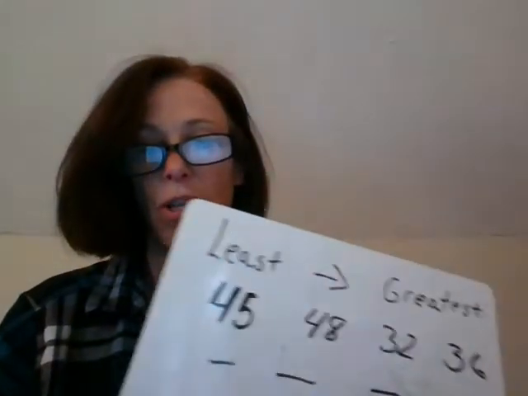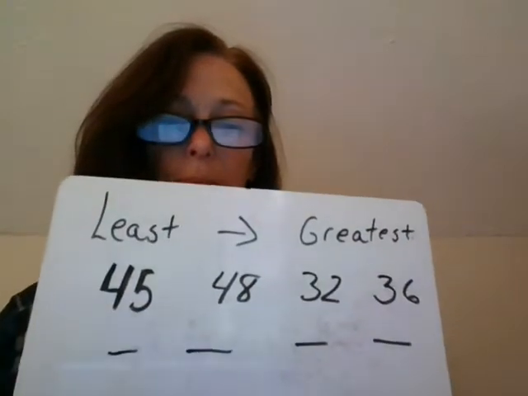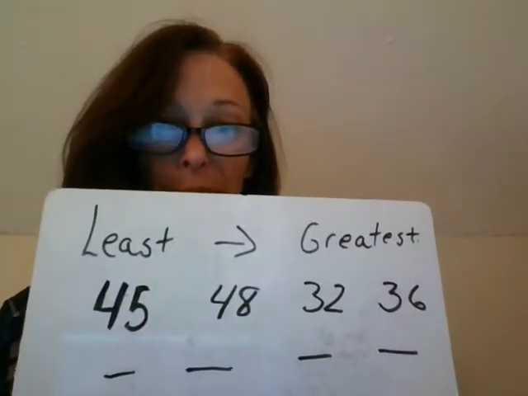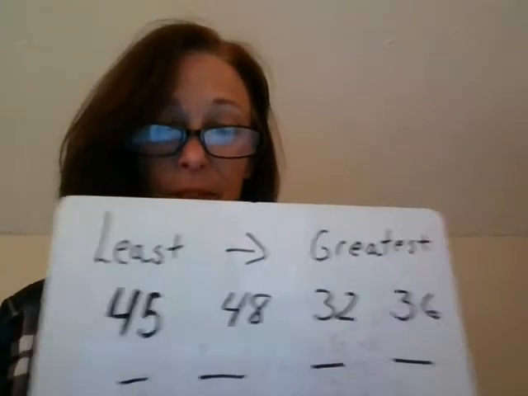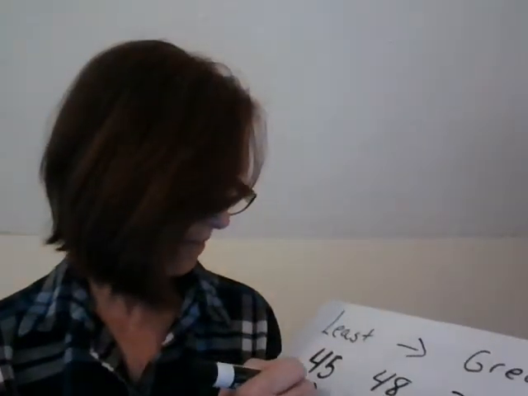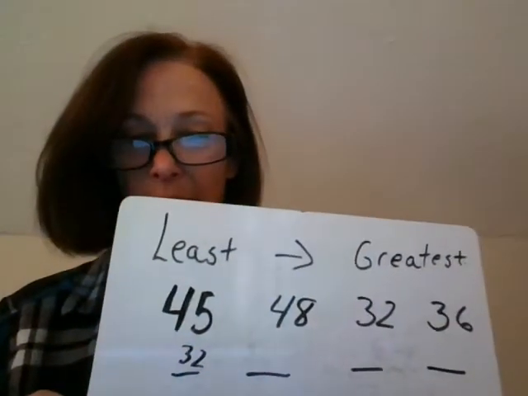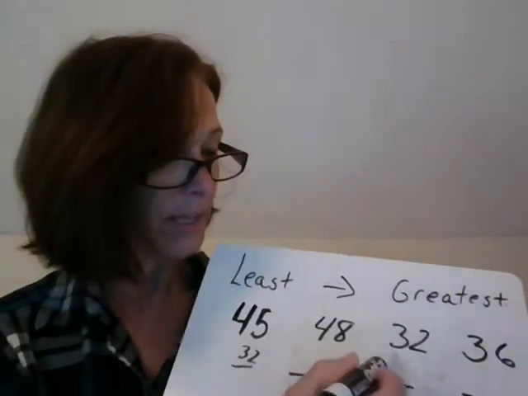Let's do it. I'm going to give you four numbers again, least to greatest, smallest to biggest. All right. So be looking, ooh, a little tricky. Did you say 32? You were right. How did you decide that? You looked at the tens place.